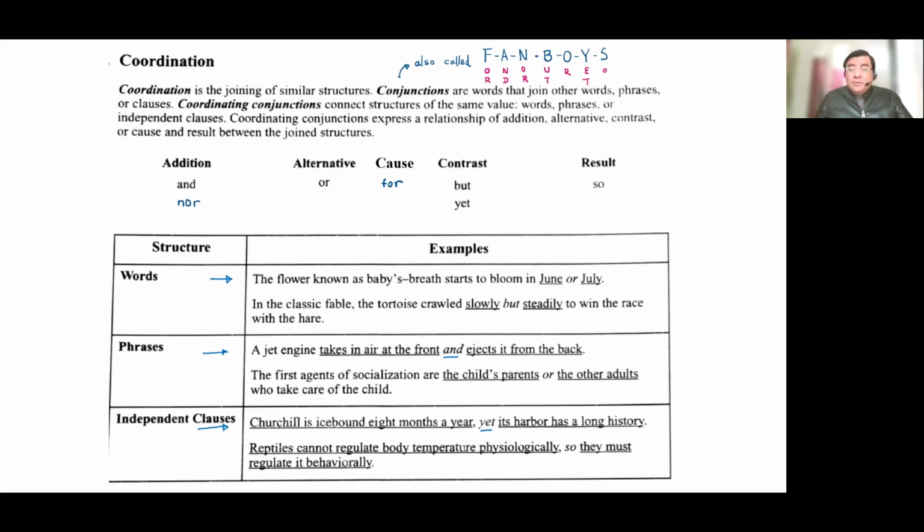We have another example. Reptiles cannot regulate body temperature physiologically, so they must regulate it behaviorally. Okay, two independent clauses talking about reptiles, and they are connected using so, which in this case establishes a sort of cause and result relationship between the two clauses for another compound sentence. All right, let's keep going.